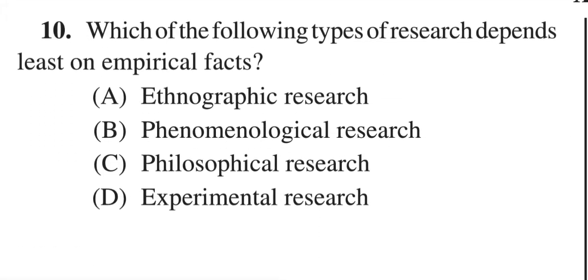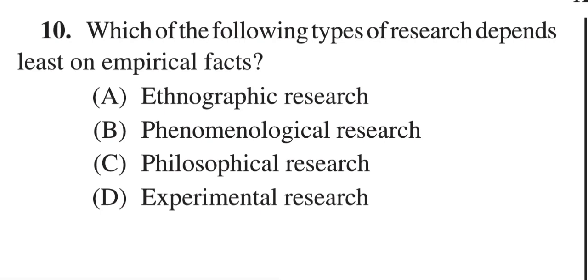Number 10, it says, which of the following types of research depends least on empirical facts? Ethnographic research, phenomenological research, philosophical research, experimental research. All the research types given in the options are important for you. These are pivotal to know more about research aptitude. So do your own research.